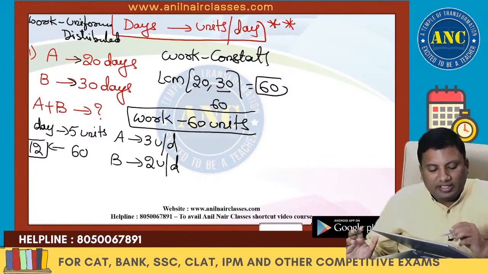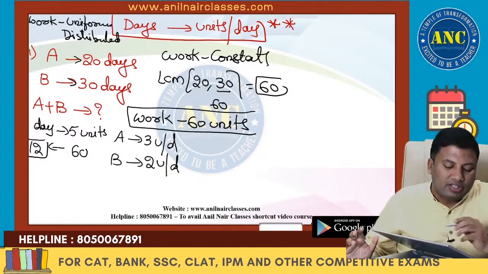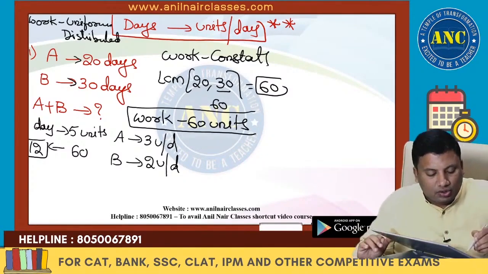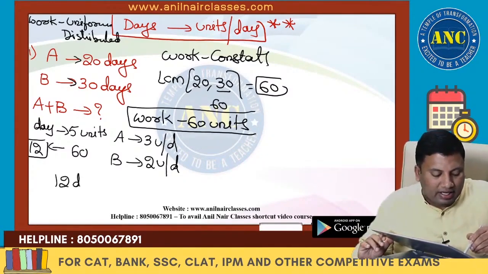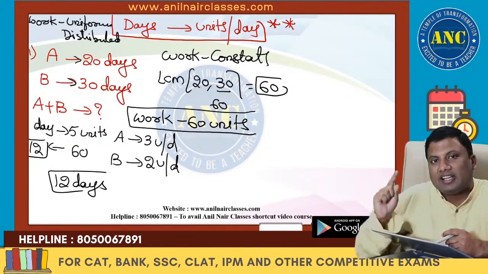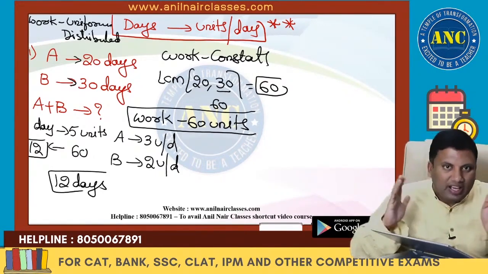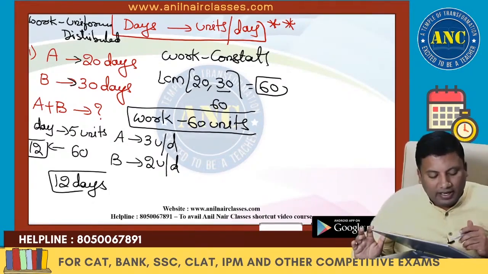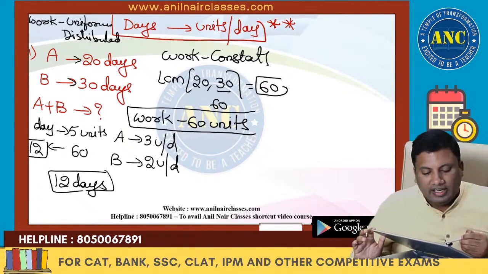So 3 units and 2 units. Per day 5 units. Total 60, it will be nothing but 12 days. Total they can complete the work in 12 days. See, A is completing the work in 20 days, B in 30 days. If they are working together, obviously they will take less days to complete the work. So they took 12 days.